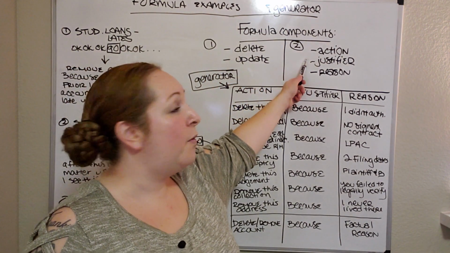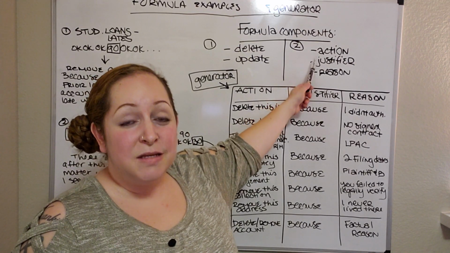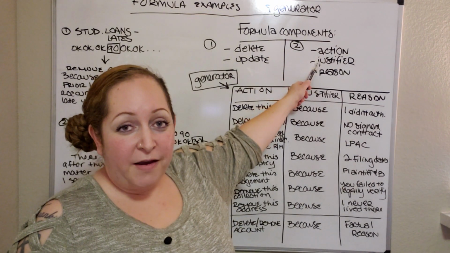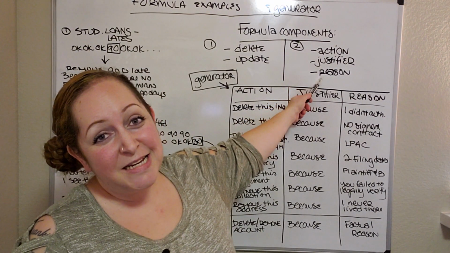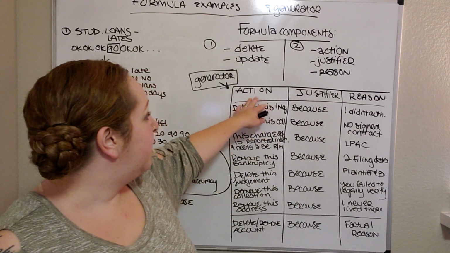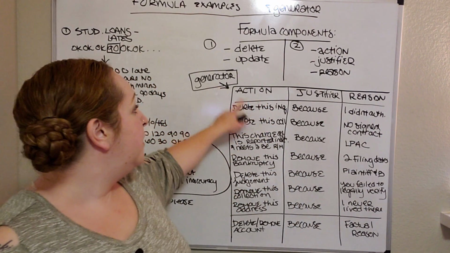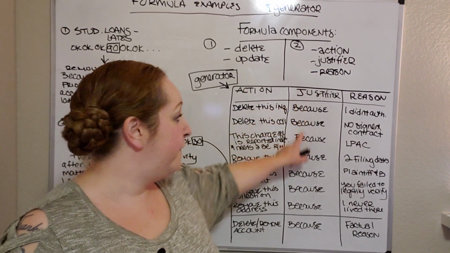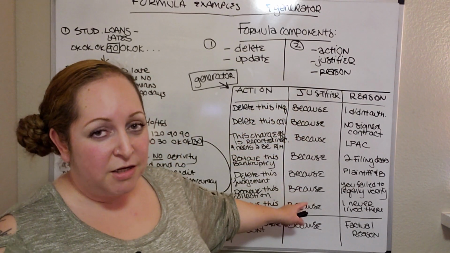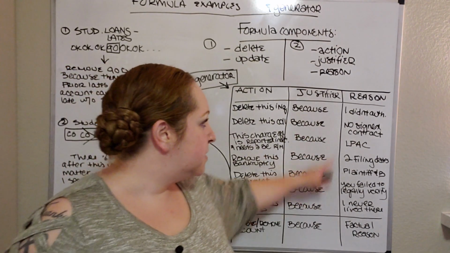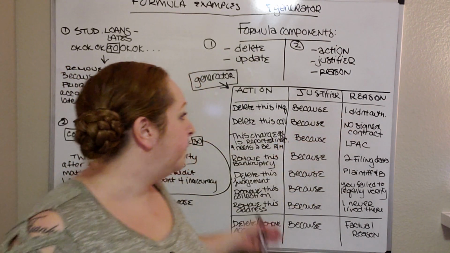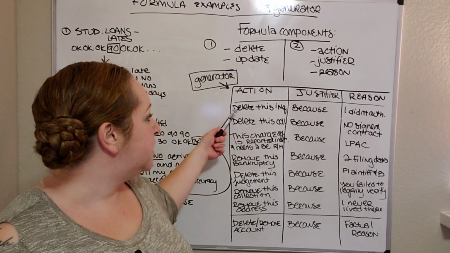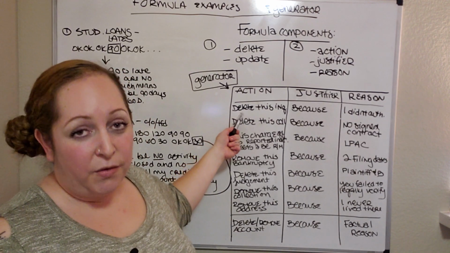Second section, you need to know the components of every single dispute. It needs to have an action, a justifier, and the reason, right? So, I broke it down right here. So, this is our fake generator. We have an action on every single one. We have a justifier on every single one. It's the same just for this example, because, and a reason, okay? So we're gonna go one by one. And I tried to make them different.